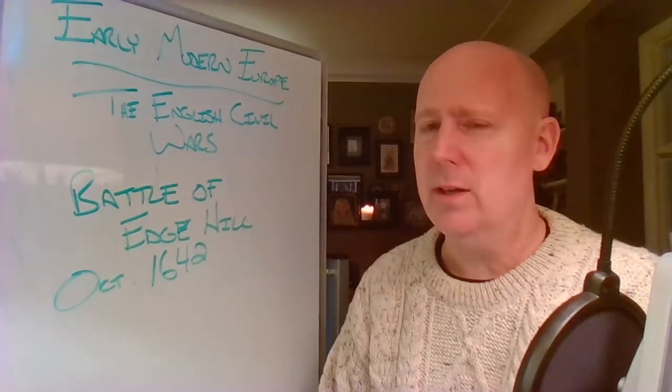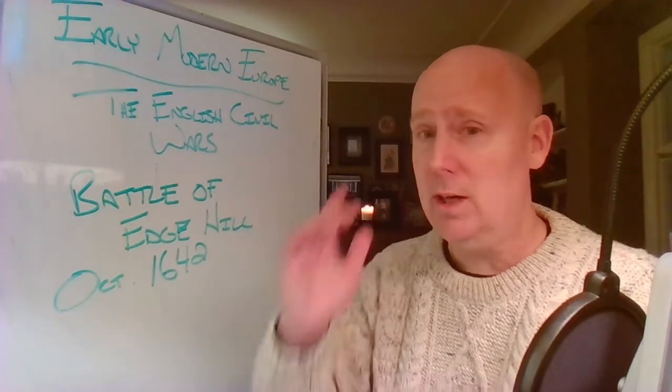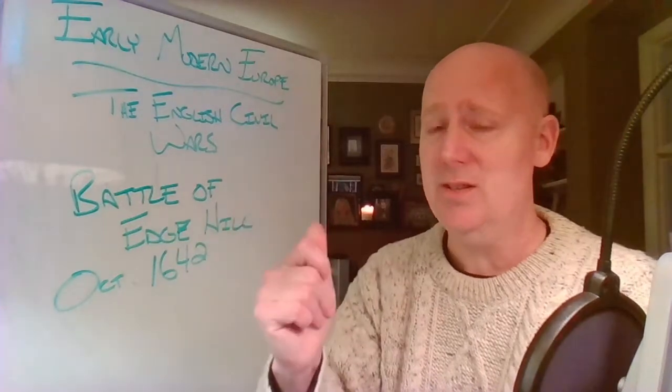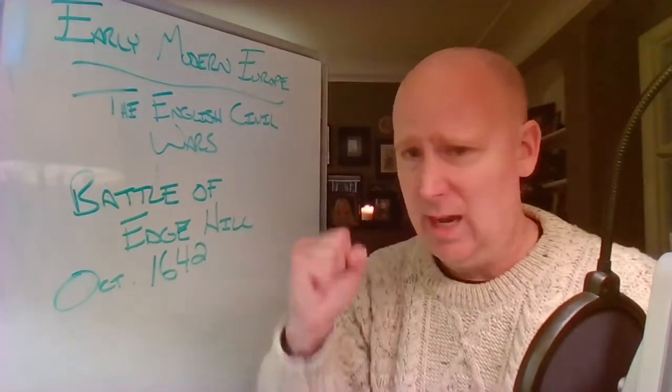This is important because what Edge Hill showed more than anything is that Charles was not going to be able to just stop this thing in its tracks at the very beginning.